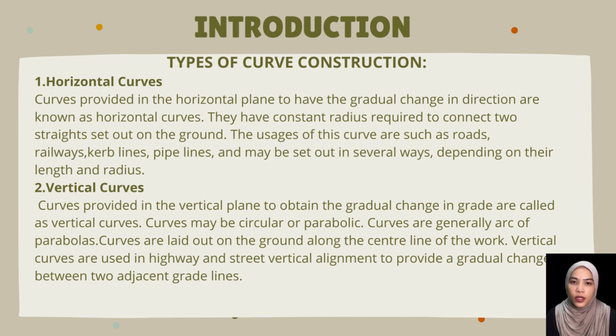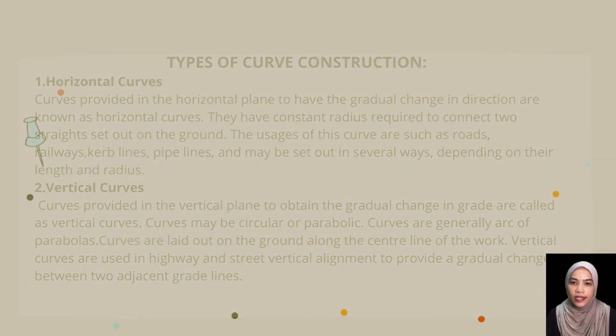Okay, number 2, vertical curve. Curves provided in the vertical plane to obtain the gradual change in grade are called vertical curves. Curves may be circular or parabolic. Curves are generally arcs of parabolas. Curves are laid out on the ground along the center line of the work. Vertical curves are used in highway and street vertical alignment to provide a gradual change between two adjacent grade lines.